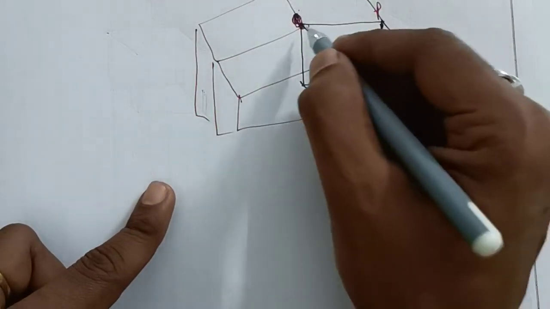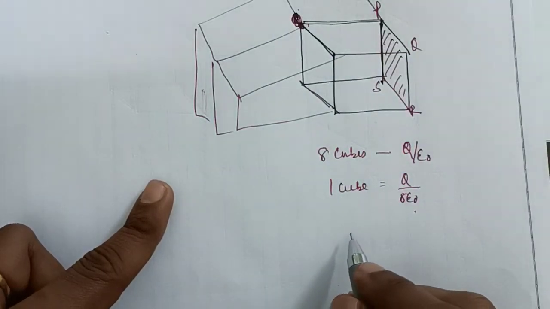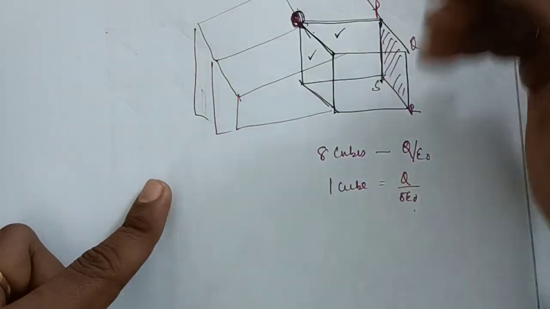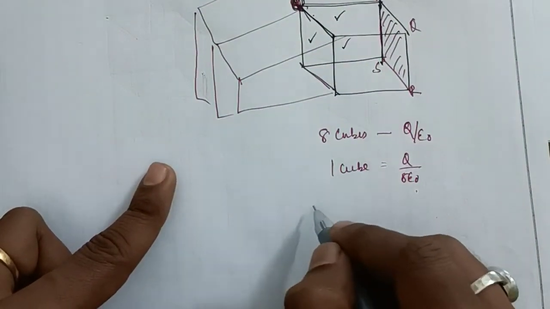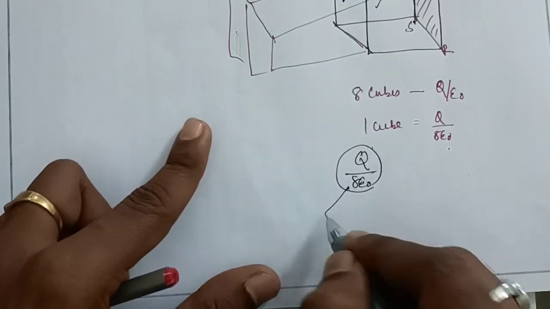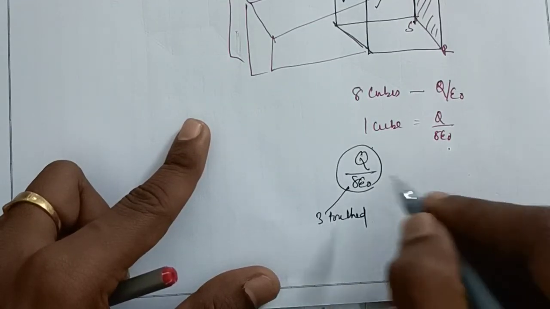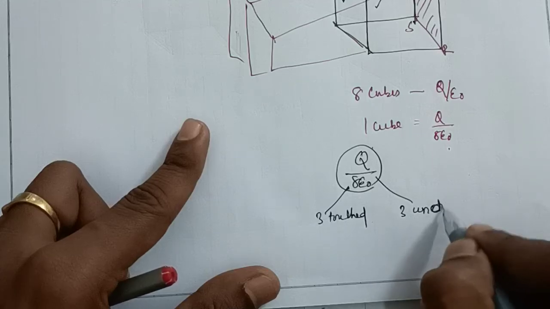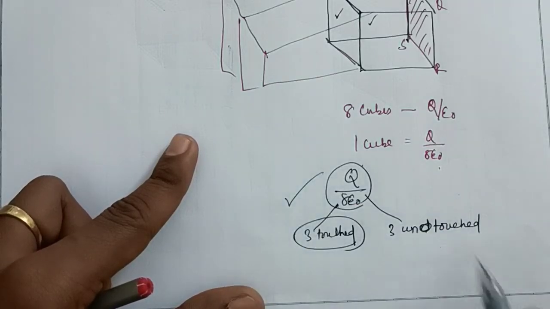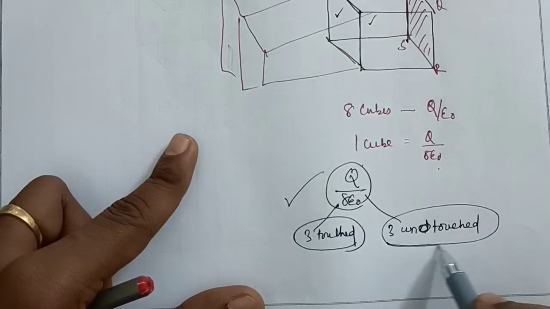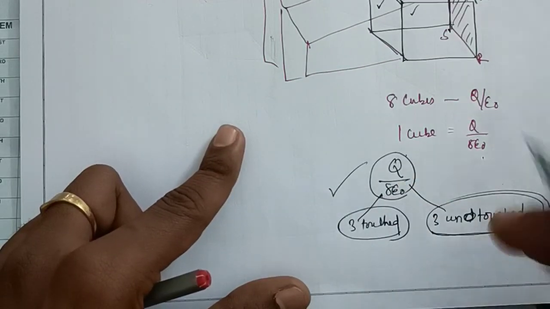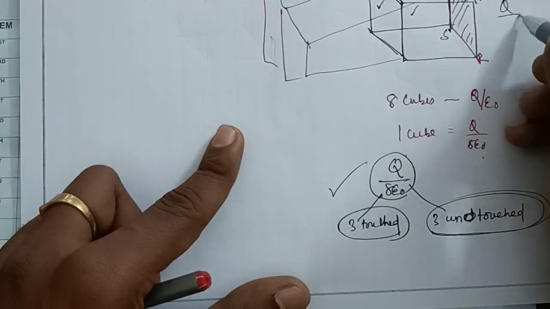And we will think about this. In this cube, how many touching faces, how many non-touching faces? If this is charge Q, this is one touching face, this is one touching face, and the backside is one touching face. So the flux is Q by 8 epsilon naught, and how many faces? 3 touched and 3 untouched. Due to touched faces, flux is always 0. So 3 untouched faces. In 3 untouched faces, the flux is q by 8 epsilon naught. In one face, it is q by 24 epsilon naught.